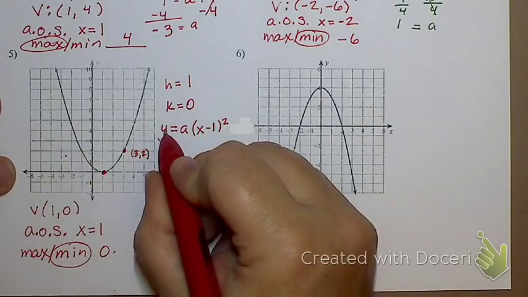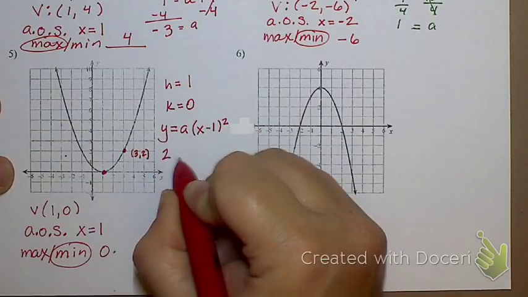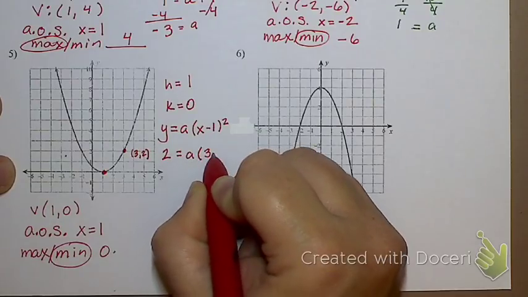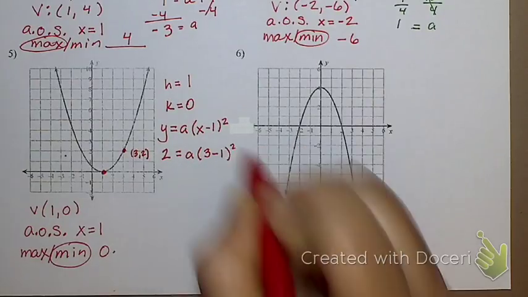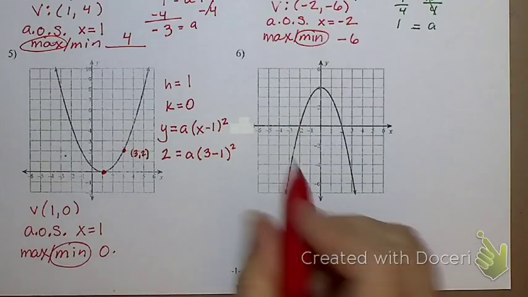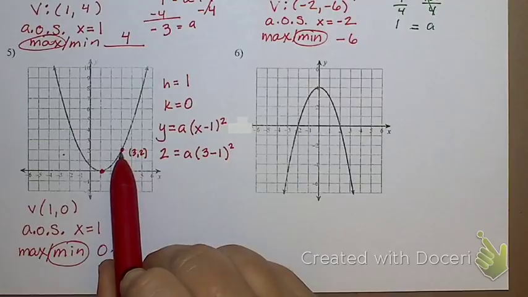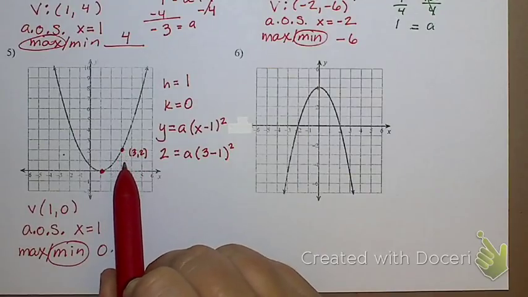So what would I plug in for y? 2 equals a times (3 minus 1) squared. Wait, which numbers did you use? 3, 2. Why? Because that's the easiest number. Because I found it and I'm using it. Wait, I don't see it. Oh, I see it. Never mind.